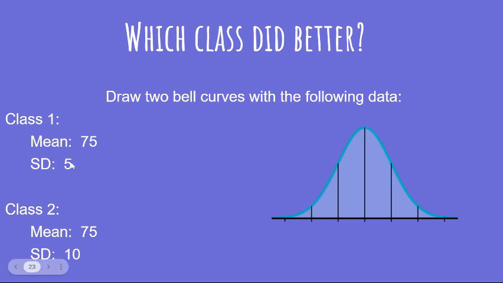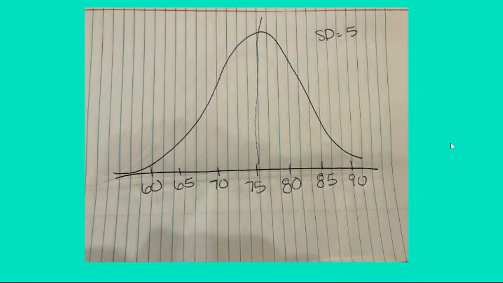Let's say class 1 has a standard deviation of 5 and class 2 has a standard deviation of 10. We want to plot those. So class 1, average of 75, standard deviation of 5. If I plot that, 1 standard deviation above the mean is an 80, 2 is an 85, 3 is a 90. 1 below, 75 minus 5 is 70, 70 minus 5 is 65, 65 minus 5 is 60. There's one bell curve, and we'll talk in a second about what we can learn from this bell curve. So that's 1. Draw that bell curve.